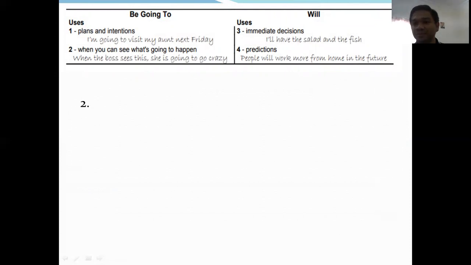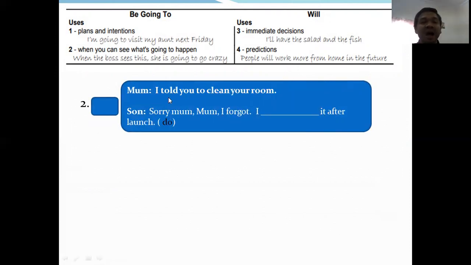Number 2. I still place it here so you have a guide. Mom, I told you to clean your room. Son, sorry mom, I forgot. I blank it after lunch. Okay. Is it plans and intentions? Is it when you can see what's going to happen? Or is it immediate decisions or predictions? Number the box, please. Fantastic. It's still immediate decision. And you will say, sorry, mom, I forgot. I will do it after lunch. Okay. Immediate decision.